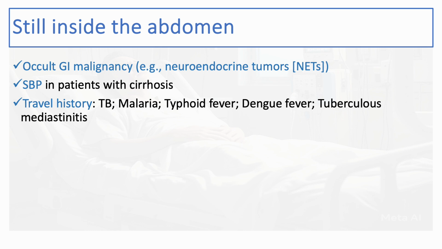Travel history will give you some clues. This is a little bit less common here in the United States, but definitely important in endemic areas or a patient who has travel history. TB, malaria, typhoid fever, abdominal pain here is kind of classic. Dengue fever, tuberculosis, of course. So any patient with travel history or coming from an area endemic of these tropical diseases, keep those in mind as well if you're really not sure about the cause of the acute abdominal pain.